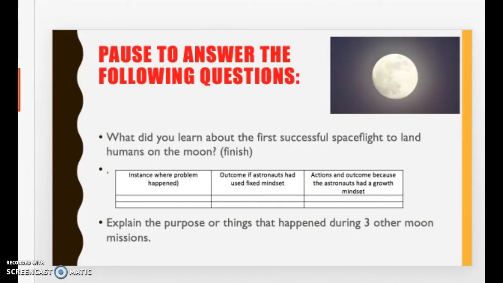And that was the last Apollo mission. So you should now be able to go ahead and answer the 3rd and final question on your worksheet. We'll talk about it more in class.